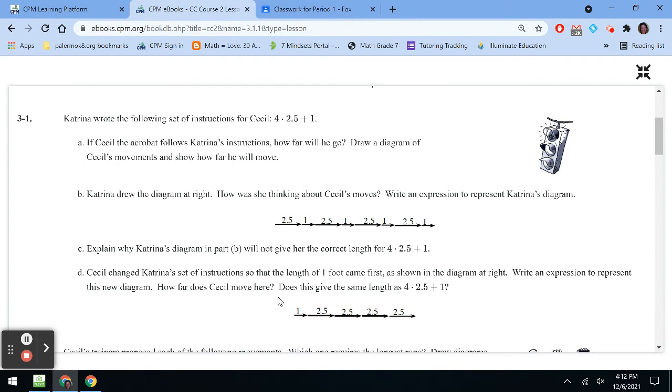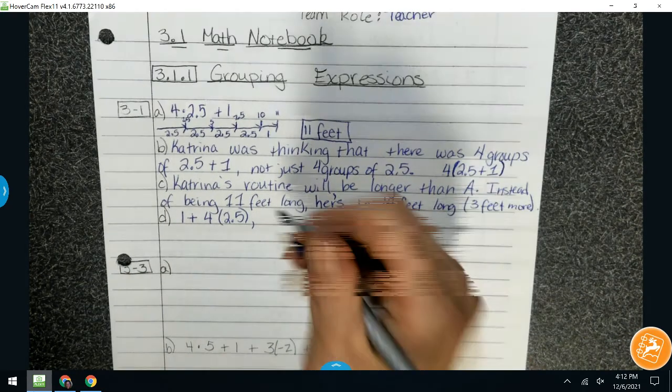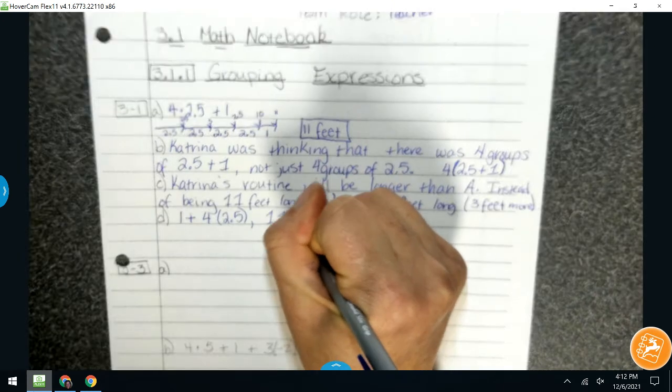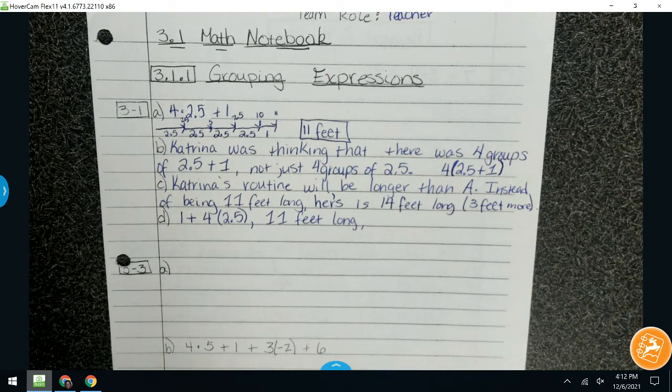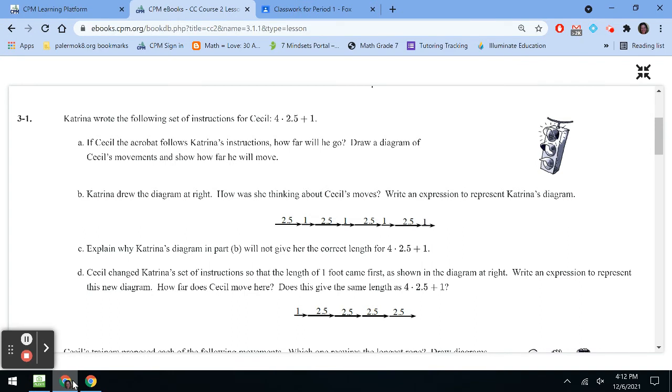How far does Cecil move here? So we have 1 plus 2.5 is 3.5. And then we continue on. And we end up with 11 feet. And then our third part, does this give the same length as 4 groups of 2.5 plus 1, or what we had up here? And the answer to that is yes. It does give the same.